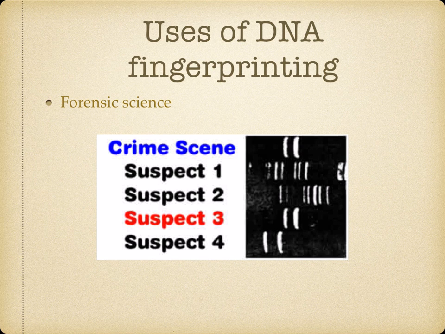Okay, let's have a look at some uses of DNA fingerprinting. Now, it's used extensively in forensic science to indicate whether or not an individual is connected with the crime. So looking at this, which suspect was at the crime scene? Must be suspect 3.